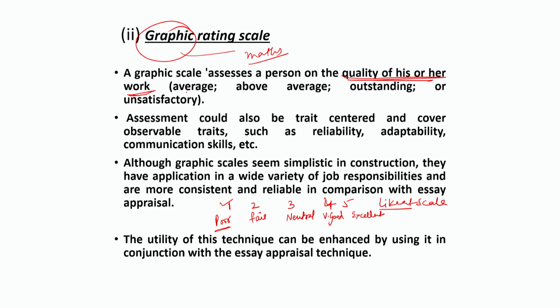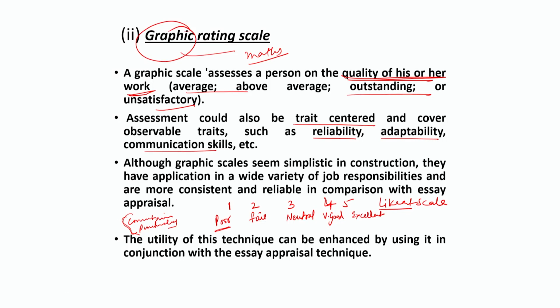So here, as the example is given, based on the quality of the work by the subordinate, the supervisor will give a rating for every aspect. Say the aspect is communication. For communication, what is the rating? For punctuality, what is the rating, etc. So assessment could also be trait centered. These are the traits, and cover observable traits such as reliability, adaptability, communication, etc., which I have just now explained to you.